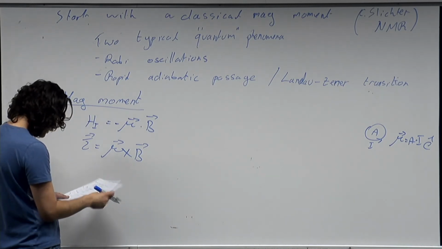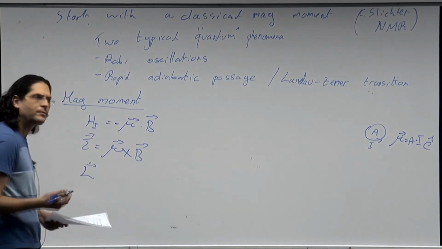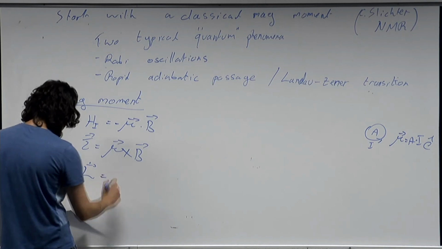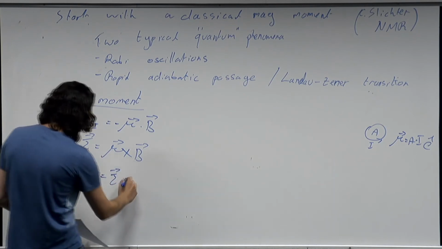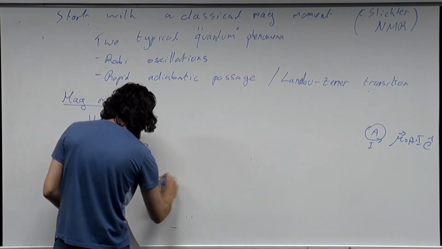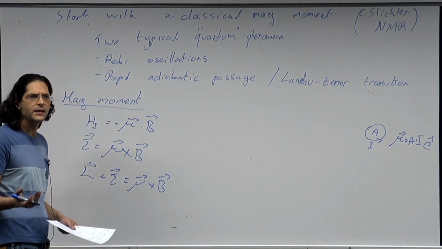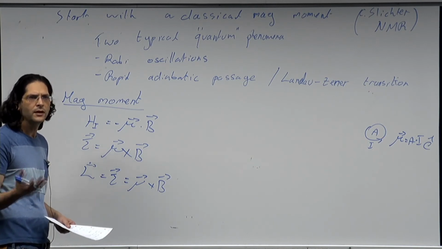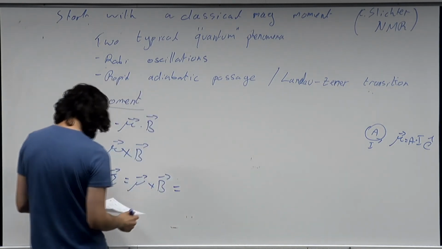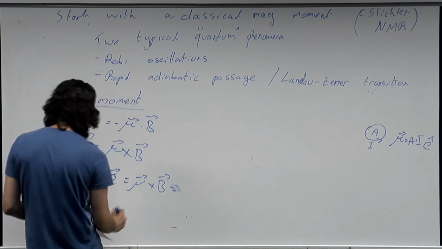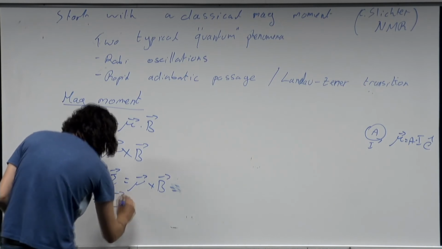And then the time derivative of the angular momentum of this magnetic moment is the torque, which is written up here. So that's mu cross B. And mu itself, we can just write basically as the gyromagnetic ratio times the angular momentum. So mu is gamma L.